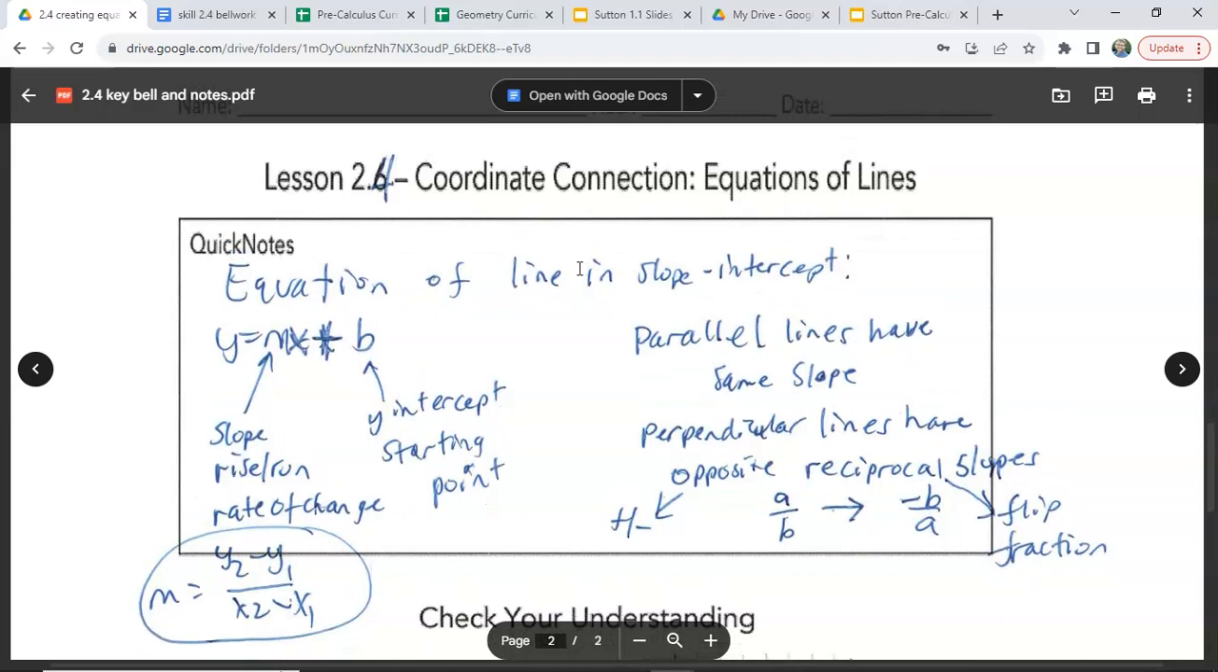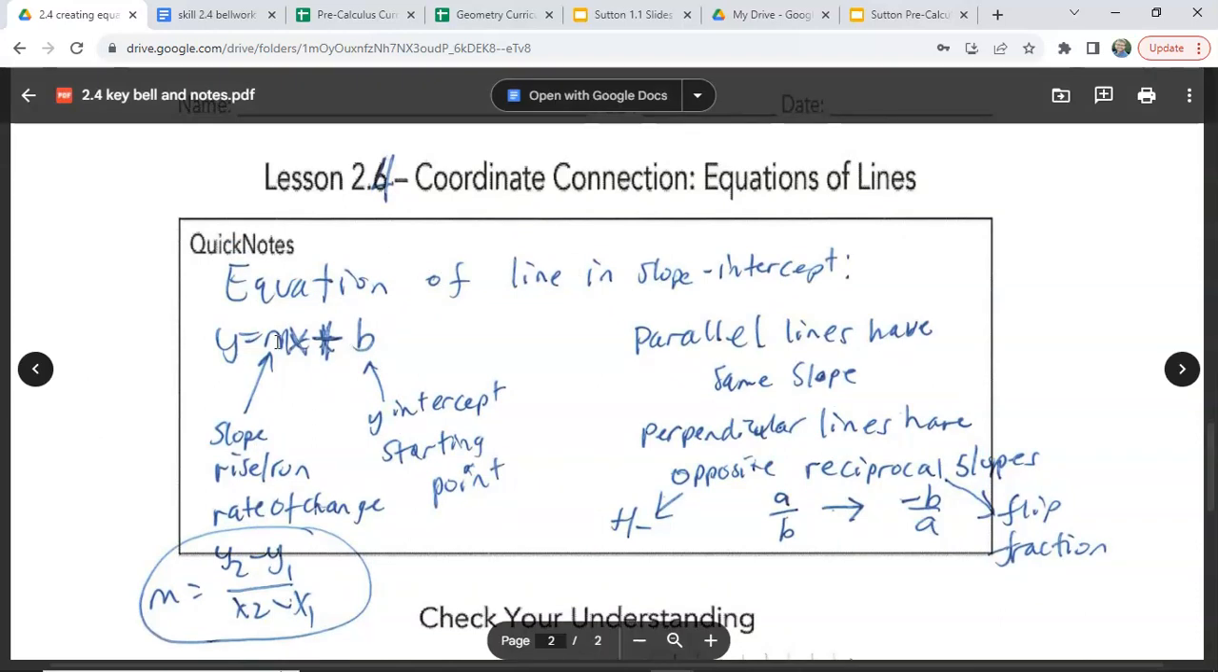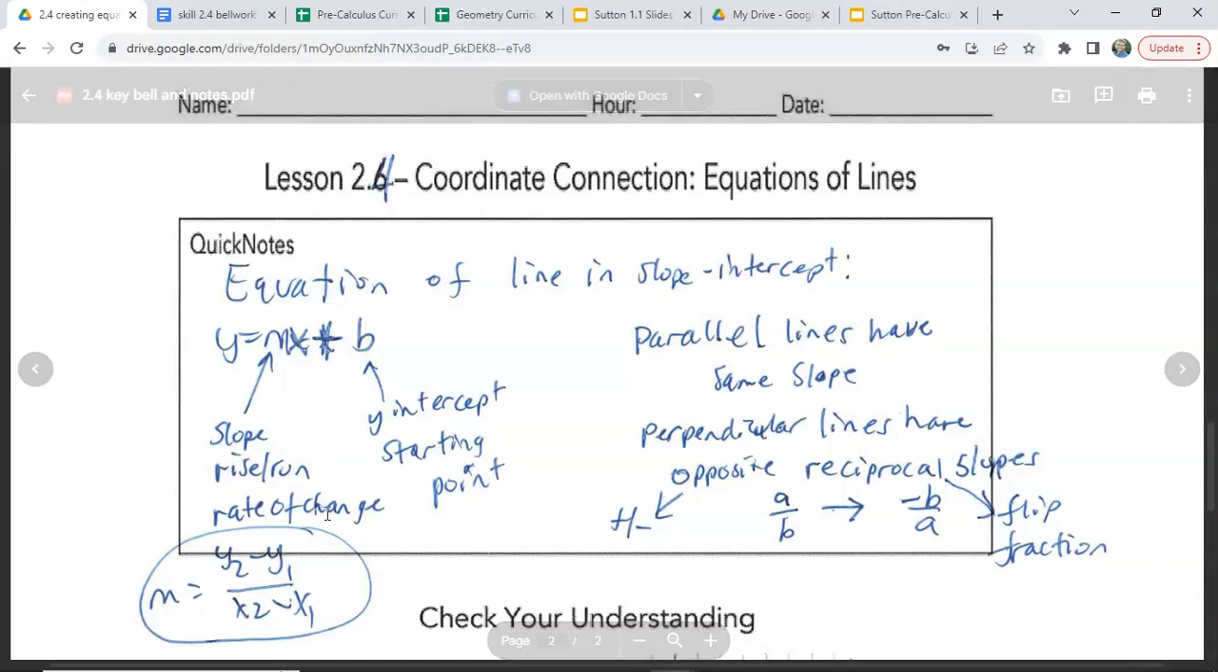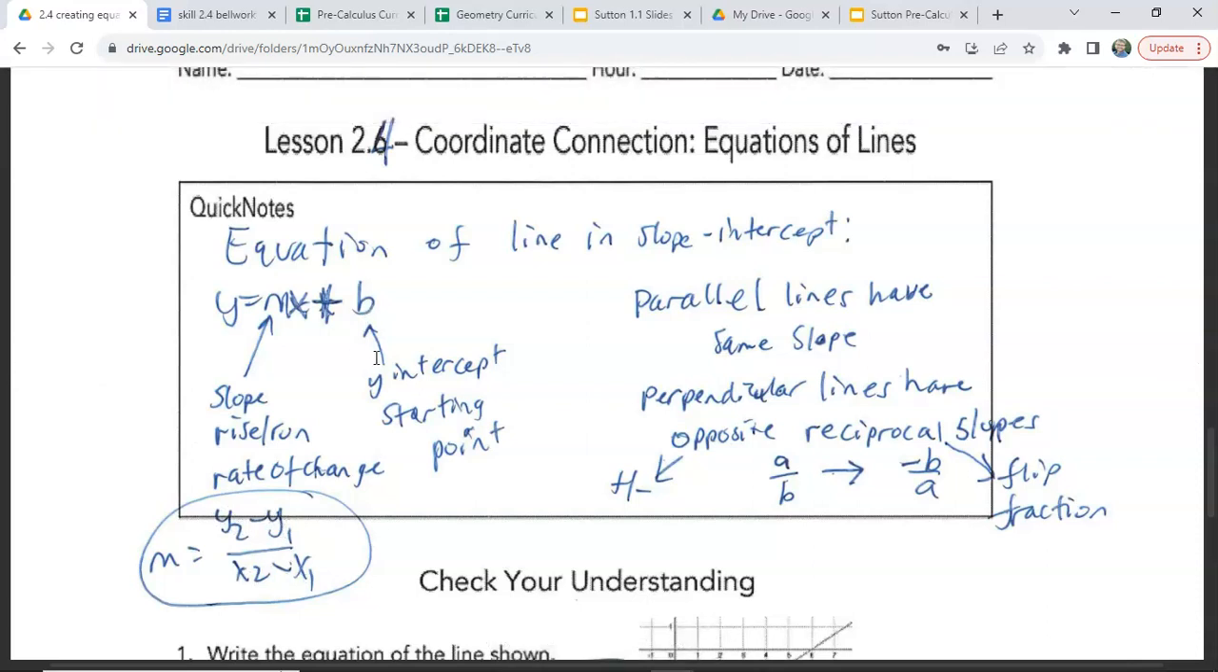So equation of a line in slope-intercept form. So y = mx + b, where m is the slope, rise over run. It's the rate of change. You can find m by (y2 - y1) over (x2 - x1). And then b is the y-intercept. That's our starting point for when we're graphing usually.